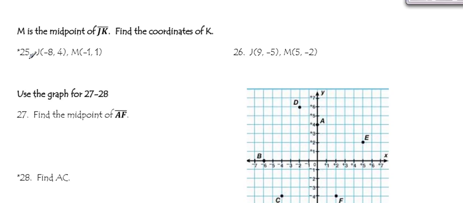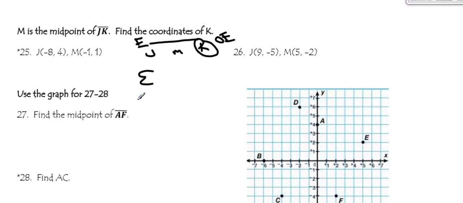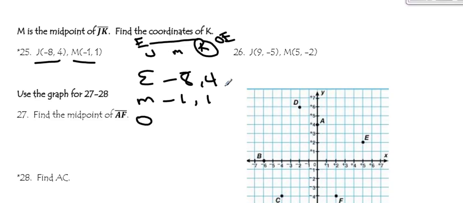For number 25, it says that M is the midpoint of JK. We want to find K. Well, if JK is a segment and M is the midpoint, K represents the other endpoint. Here's one endpoint, J, which is given to us, and we want to find the other endpoint. So our endpoint, which was J, goes on top, negative 8, 4. Our midpoint goes in the middle, negative 1, 1. And we need to figure out how to get to the other endpoint.